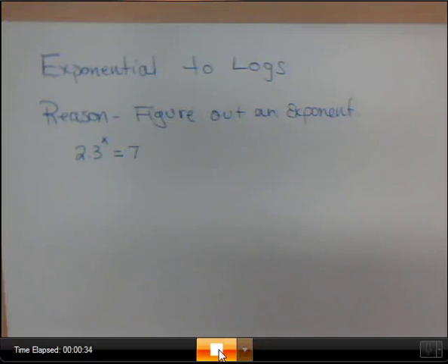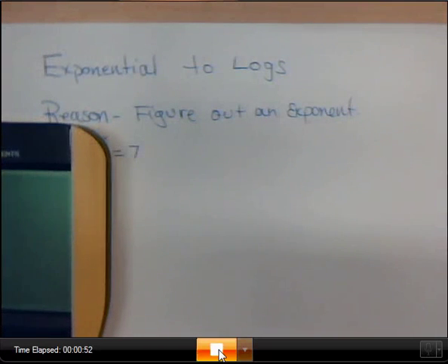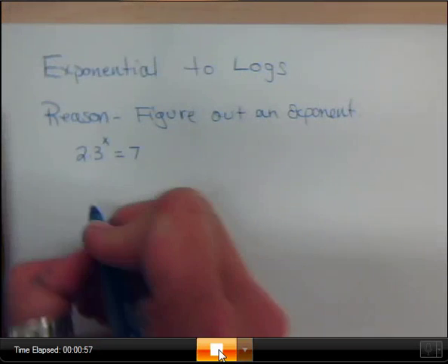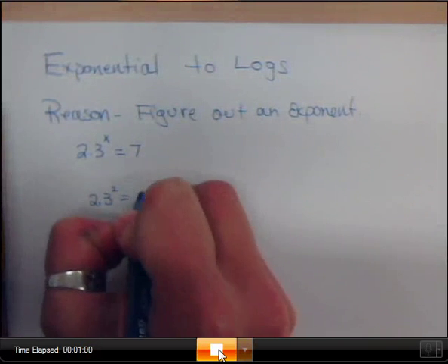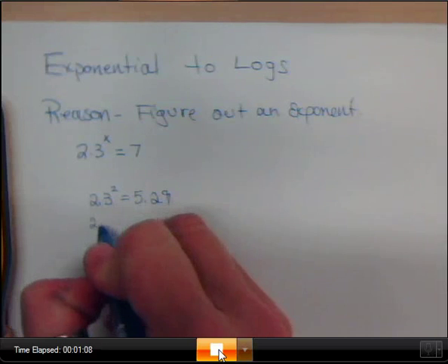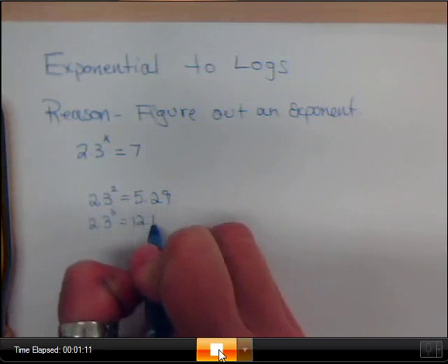This problem is kind of hard to figure out because you have to plug it in your calculator several times to get it to work. So for example, let's say 2.3 raised to the second power. Well, that's going to give me 5.29. That's obviously too small. So let's try 2.3 raised to the third power. Well, 2.3 raised to the third power is 12.16.